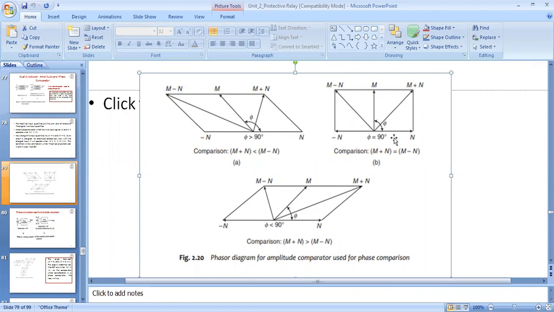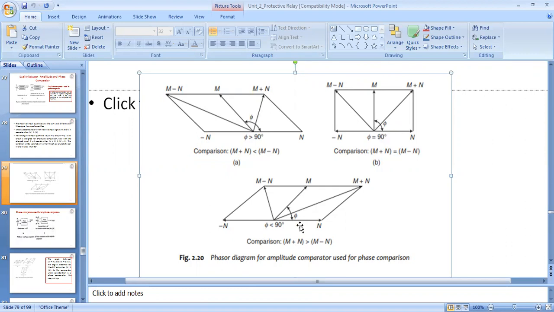Here M and N both are equal in length. Equal in length means M minus N and M plus N, you can draw by drawing the parallel line. From this, you can see the angle will be exactly 90 degree. So in this case also, my amplitude comparator is indirectly showing the phase angle. Similarly, it is showing the phase angle phi equal to 90 degree for the condition M plus N is equal to M minus N.